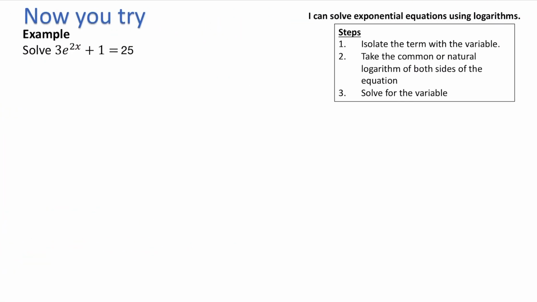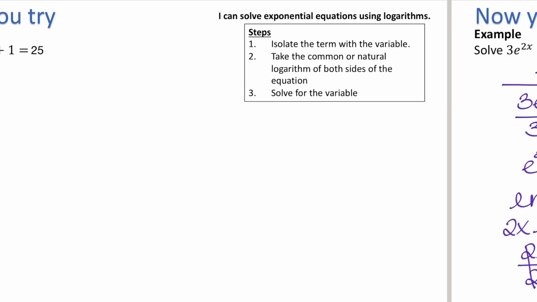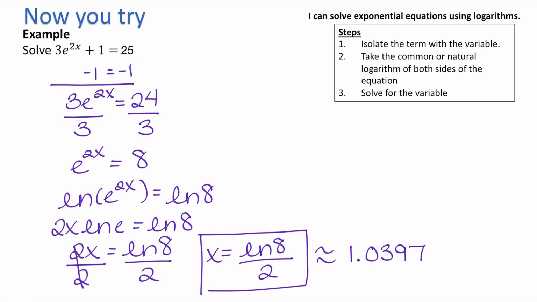So now you can pause the video and try this example on your own. So here you can see the variable term is not isolated. It has a lot of extra terms with it. It has that plus 1, which we're going to do first. Because remember, when we're solving equations, you usually want to do the add or subtract before you multiply or divide. So I subtract 1, which gives me 3e to the 2x equals 24. The variable term is still not by itself because it has that 3. So I'm going to divide both sides by 3, which gives me e to the 2x equals 8.